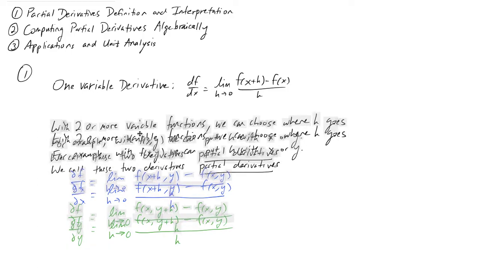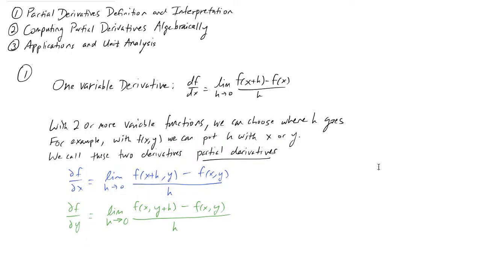Now with a two variable function, we can choose where h goes. So for f of x, y, we can put the h with the x or the h with the y. And we call these two derivatives partial derivatives. So the partial with respect to x, the h is with the x, and the partial with respect to y, the h is with the y. But otherwise, they look virtually identical to the one variable derivative. Just a comment on notation, we also use f subscript x and f subscript y to reference these partial derivatives.